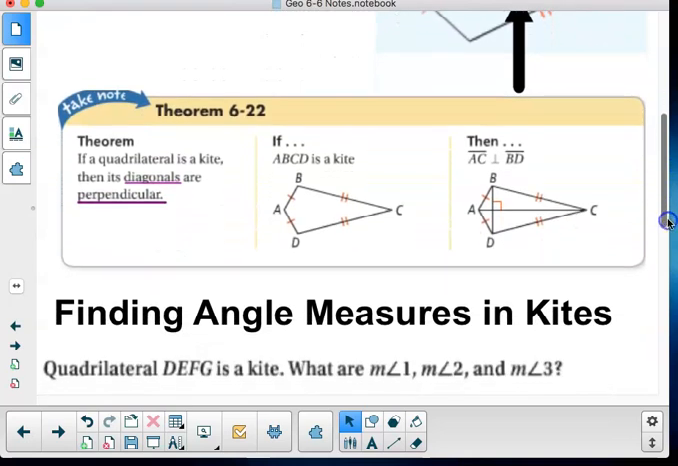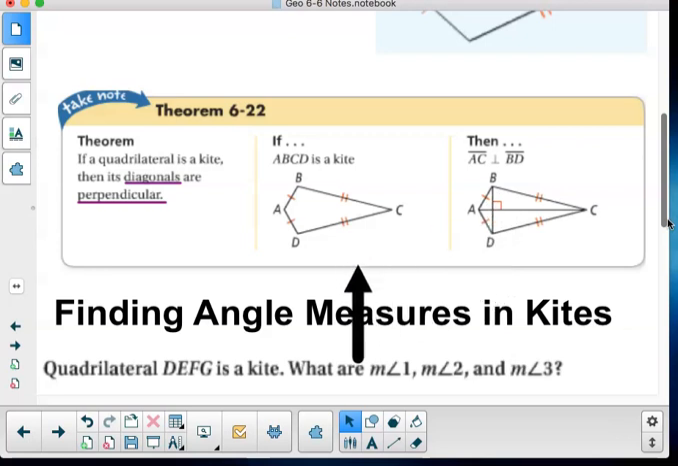Now, keeping in mind theorem 6.22, if a quadrilateral is a kite, then its diagonals are perpendicular. So if I know this is true, the kite's diagonals happen to be perpendicular here. The other thing that has perpendicular diagonals is a rhombus, but a rhombus has all the sides congruent, so opposite sides would be the same. Keeping in mind the kite has this long axis of symmetry and this short axis, and they're perpendicular.